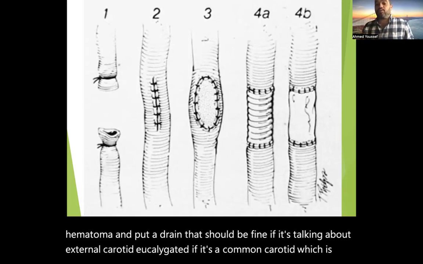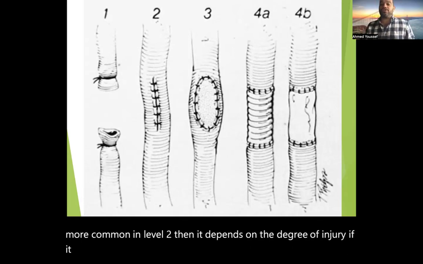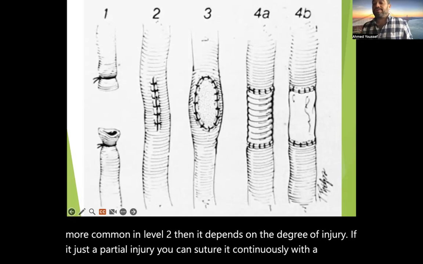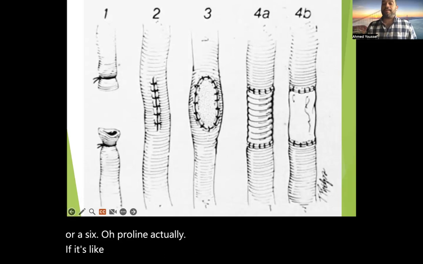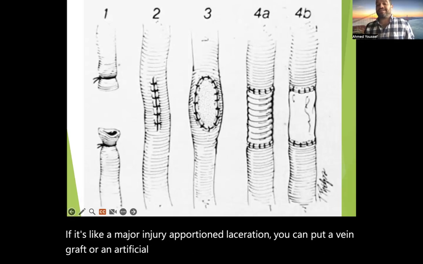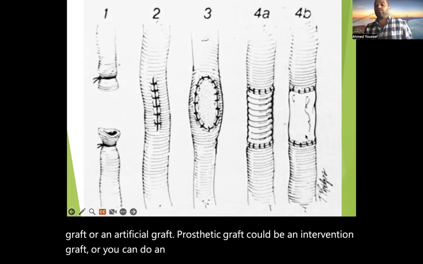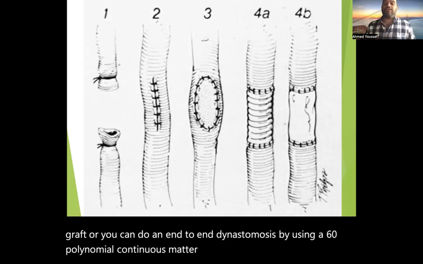If we're talking about the external carotid, you ligate it. If it's the common carotid, which is more common in zone 2, then it depends on the degree of injury. If it's just a partial injury, you can suture it continuously with a 5-0 or 6-0 Prolene. If it's a major injury, a partial laceration, you can put a vein graft or an artificial prosthetic graft, it could be an interposition graft, or you can do an end-to-end anastomosis using a 6-0 Prolene in a continuous manner on both sides to fix it.